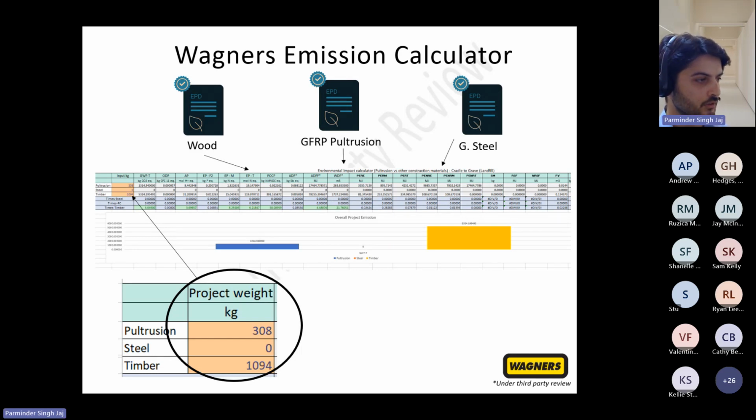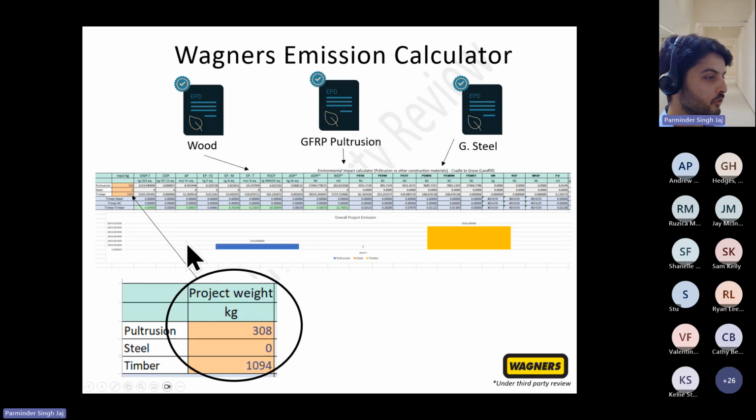So what Wagners is doing, and this is still under third-party review, is we have grabbed different manufacturers' EPDs that are third-party verified and put all the numbers in the form of an Excel sheet. This Excel sheet can be supplied to you for your advantage, if you want to see for yourself or compare emissions.